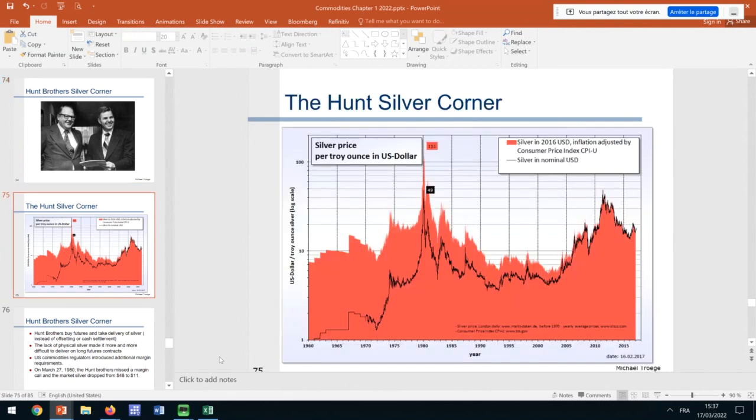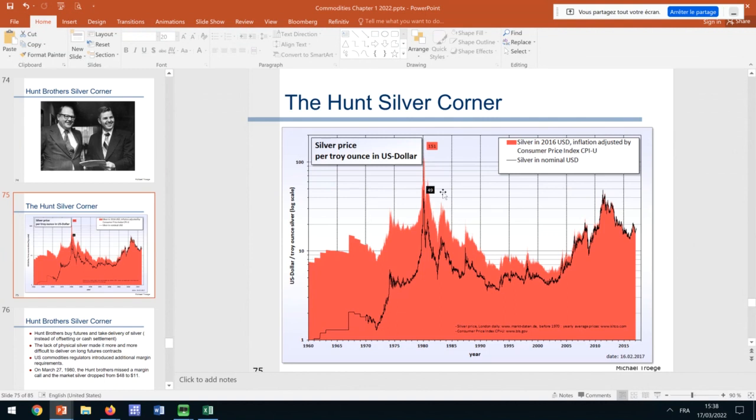Here you have the price evolution of silver. The black line is the nominal dollar value, and then you have the inflation-adjusted value. You can see a massive price spike. This is an exponential scale. Silver was something like $1 per ounce in the 1960s, and it went up to something like $150 per ounce. Pretty impressive price increase, and the reason was only the manipulation of the Hunt brothers.